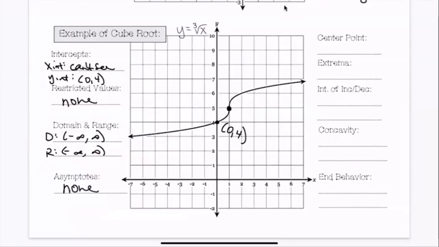Our center point is the very middle. That is 1, 5. And that's helpful because it'll tell us where we switch our concavity. Extrema means we have a highest or a lowest point. We don't have either of those because it does go on forever, arrow to arrow. So none, and that's going to be true for all of them. Intervals of increasing or decreasing: starting from left going towards the right is going up. So we are increasing, we are not decreasing. And we're increasing along that entire domain, which goes from negative to positive infinity.